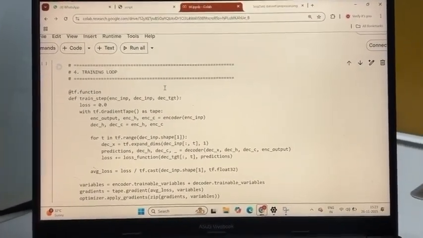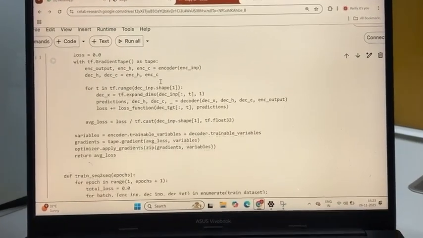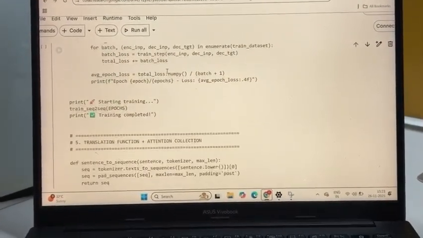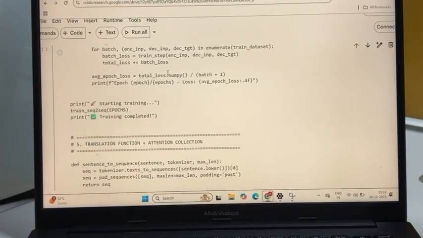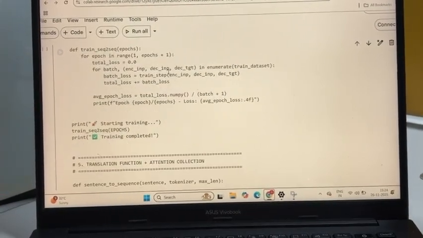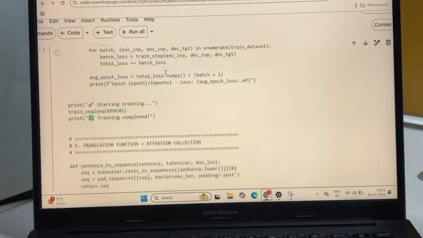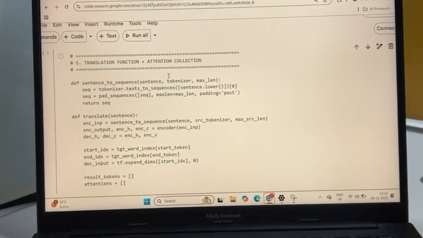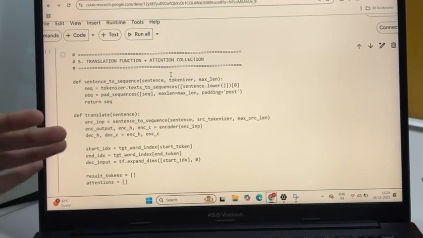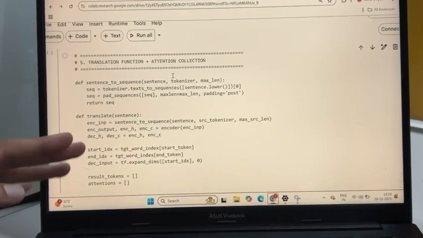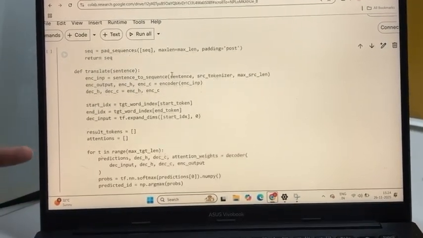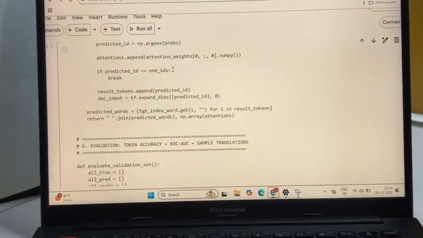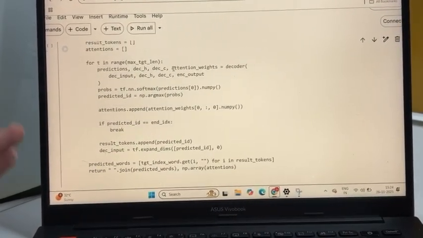The training loop feeds the true previous word to the decoder instead of predicted words. It computes masked loss and applies backpropagation using an Adam optimizer. It minimizes translation error between the model predictions and real target sentences. The translation inference function encodes input sentences, starts decoding with a start token, and predicts the next token until the end token or max length is reached. It also collects attention weights for visualization. It translates user-entered English sentences into French.